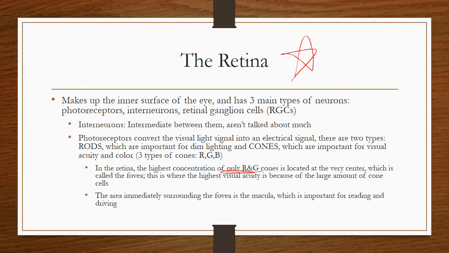So this probably makes sense because if you want to focus on something, you look at it with the very center of your eye, right? And this is because, of course, of the large amount of cone cells, the cells that are important for acuity.